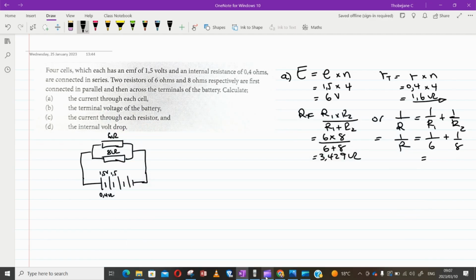Now we've calculated the total external resistance, the total internal resistance, and the total voltage present in that particular cell. We can then now move to our equation. E is equal to, let me write that in red, E is equal to I into R plus r. We're looking for what? We're looking for the current in that particular circuit. It's going to be equal to E over R plus r. This is going to give us 6 all over 3.429 plus 1.6.